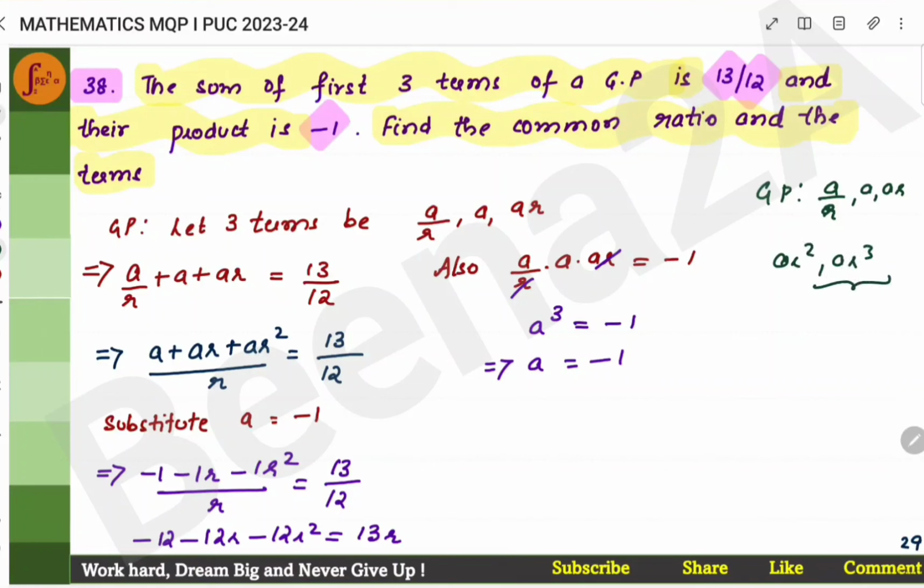So we need three terms. So we'll assume these are the terms. Okay. And the sum of this, when you total all of this, you'll get 13 by 12. And their product is -1. Product means when you multiply all of this, you'll get -1.